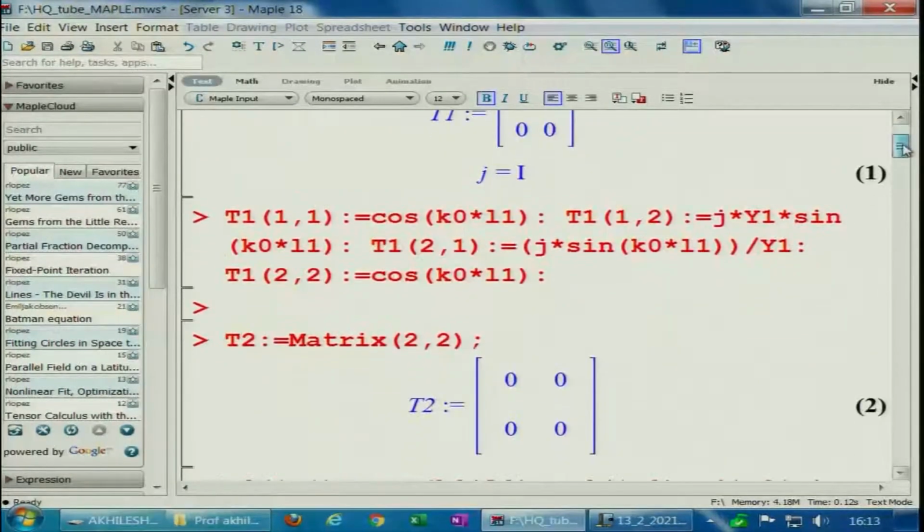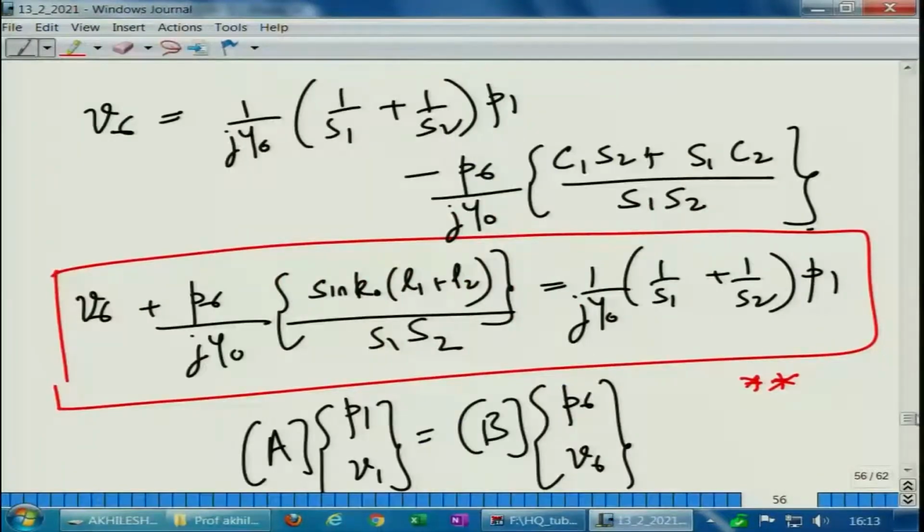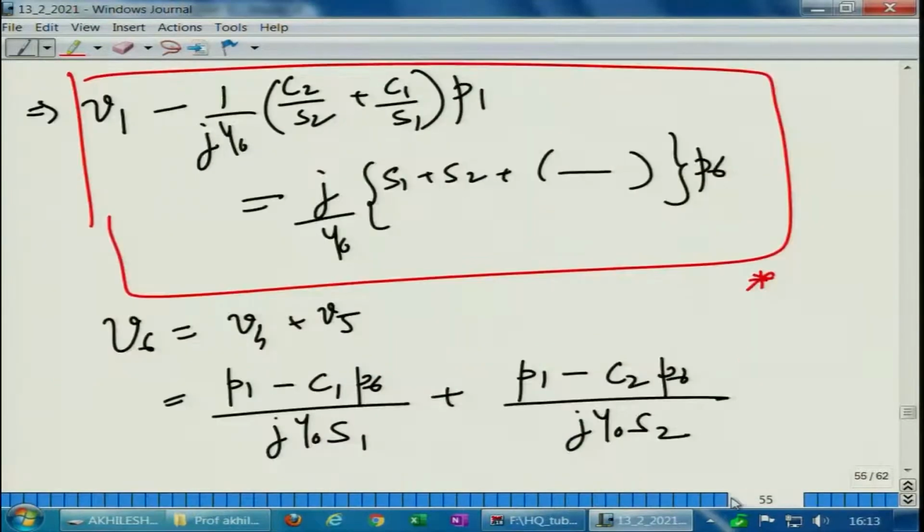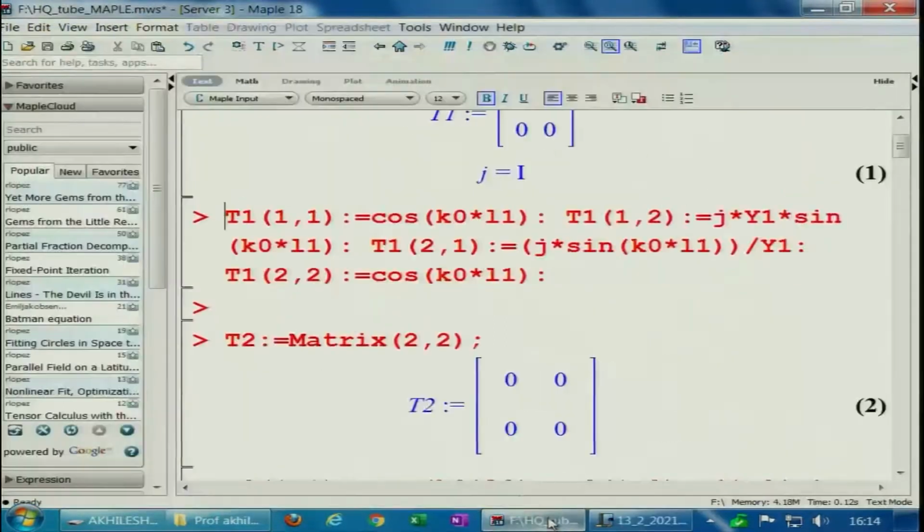J is the square root of minus 1. If we go to our presentation, we will realize that this is the j y naught and 1 by S1 plus S2. So, this can be written as S1 plus S2, and another equation that we have is this one: minus 1 by j, with sine of k naught into L1 plus L2 in the numerator and S1 and S2 in the denominator. There will be a minus sign here, and this will be 1 here, and similar things exist here. I am avoiding going through each and every step, but I am just trying to present the entire thing to you.